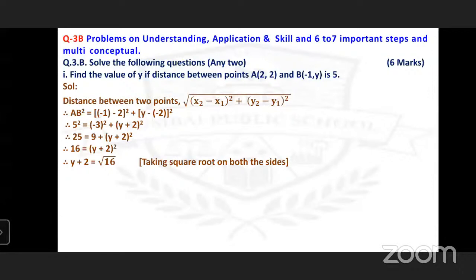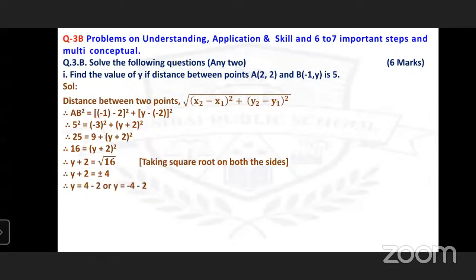Then we take the square root. So y plus 2 is equal to under root 16, and 16 is a perfect square, the root is 4. So we get plus or minus 4. Remember this thing: when we take the square root, we get two values, plus 4 or minus 4. So it has two solutions.